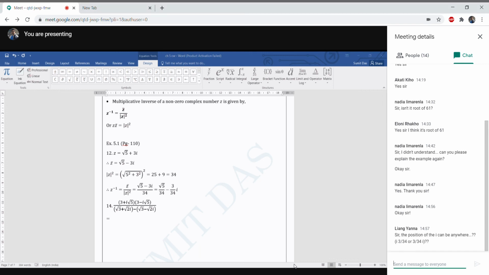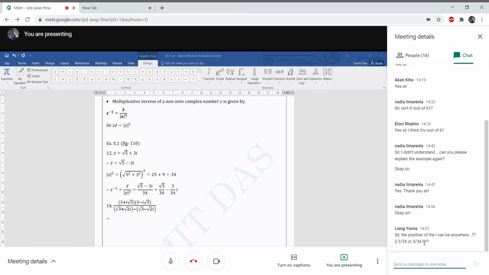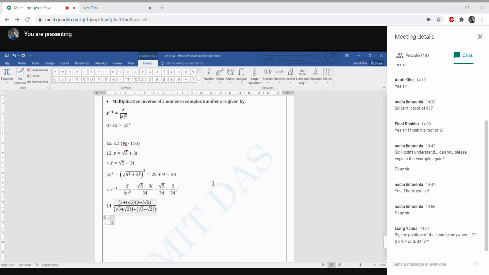Let's see, any doubt on this? The position of i can be first also, i can be here also, no problem. Sometimes we write 3i divided by 34, no problem. But better to split like this, because sometimes it asks to write in a plus ib form, and what is a and b. So you can easily say this is a and this 3 by 34 is b.